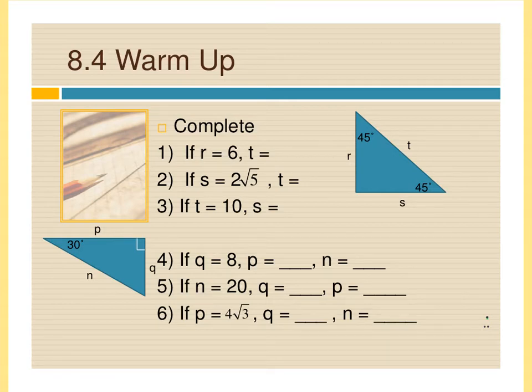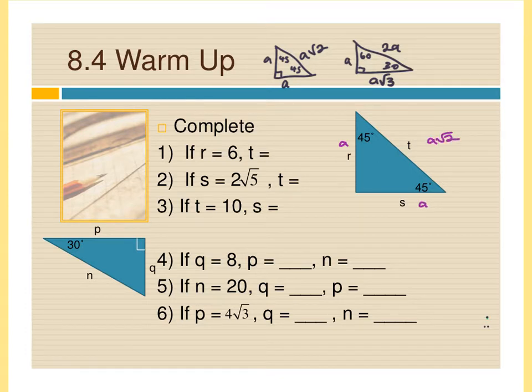This is 8.4, right? So 8.4, we had our 30-60-90 triangles and our 45-45-90 triangles. That's the reference material you would have needed for 8.4. 45-45-90 is a, a, and a root 2. And then 30-60-90 is a, a root 3, and 2a. So for 1, 2, and 3, just specifically for 1, this would be a, a, and a root 2.